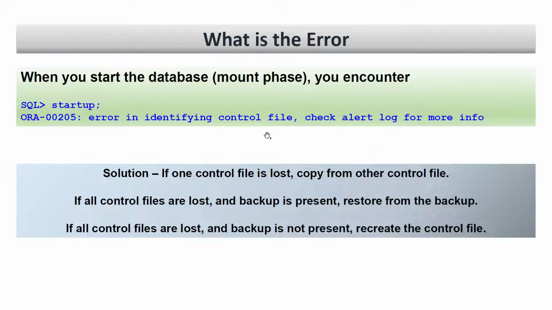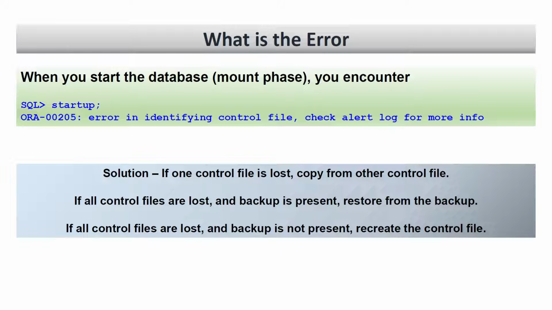So what are the scenarios? If one control file is lost, copy from the other control file. Remember that you should always have more than one copy of your control file. Those copies are exactly the same. They are like a mirror copy. So if one of the control files is lost, you just copy it from the other control file.